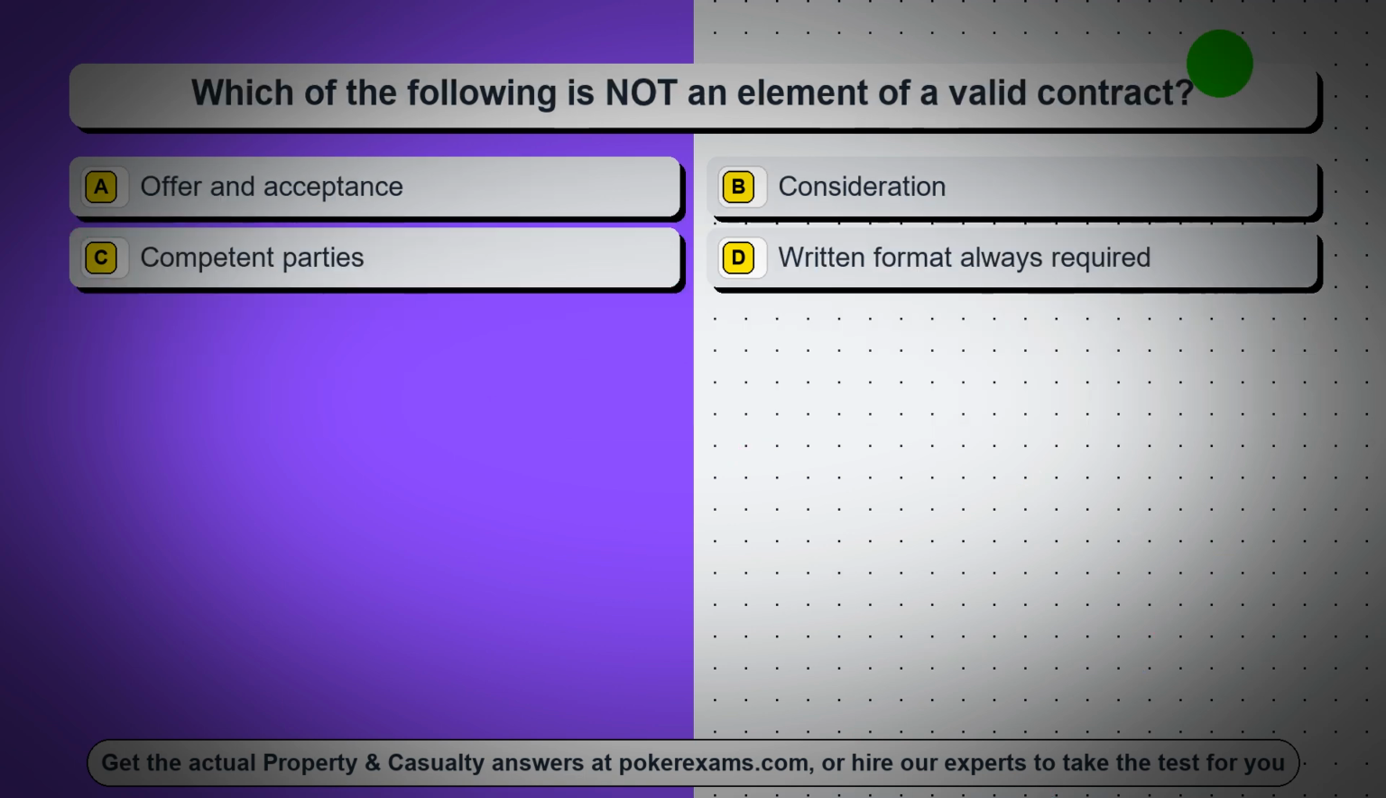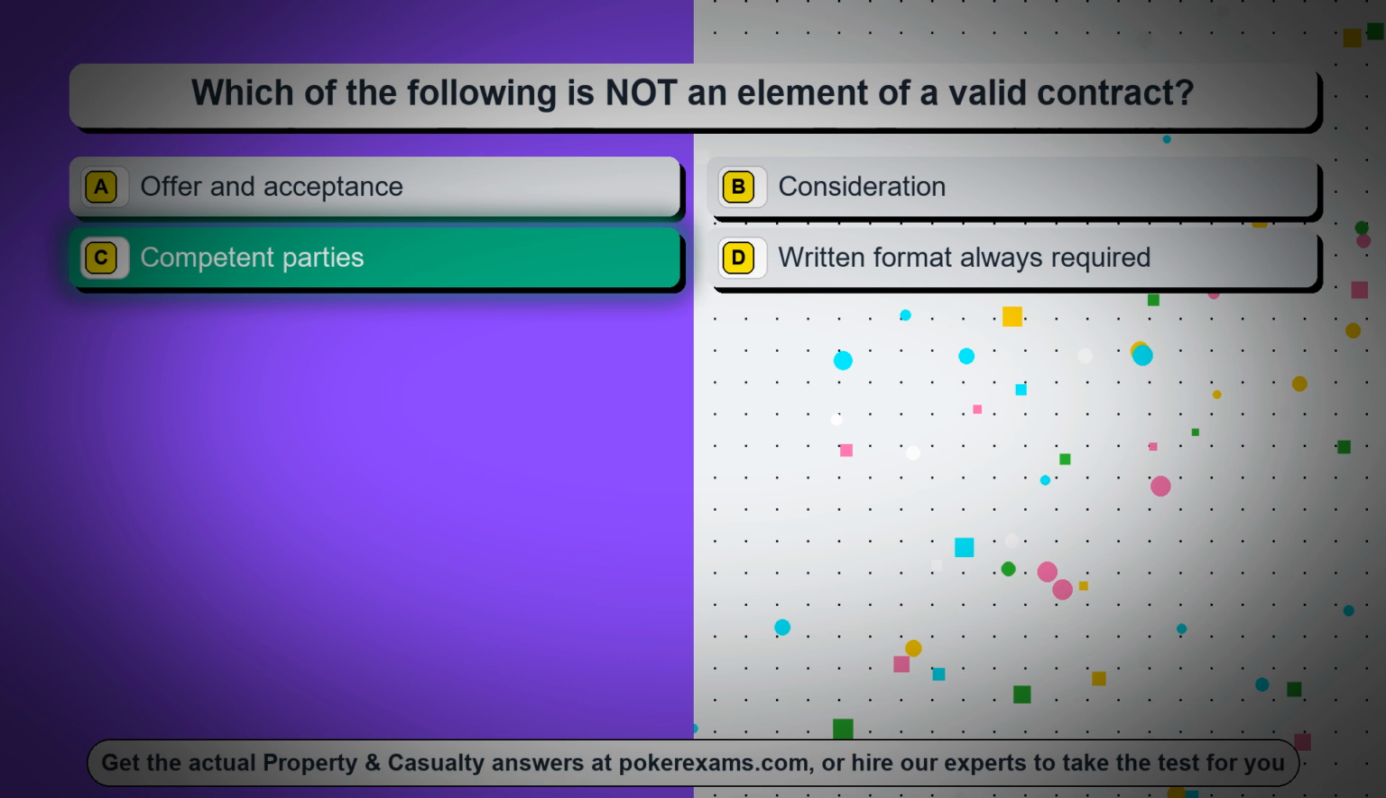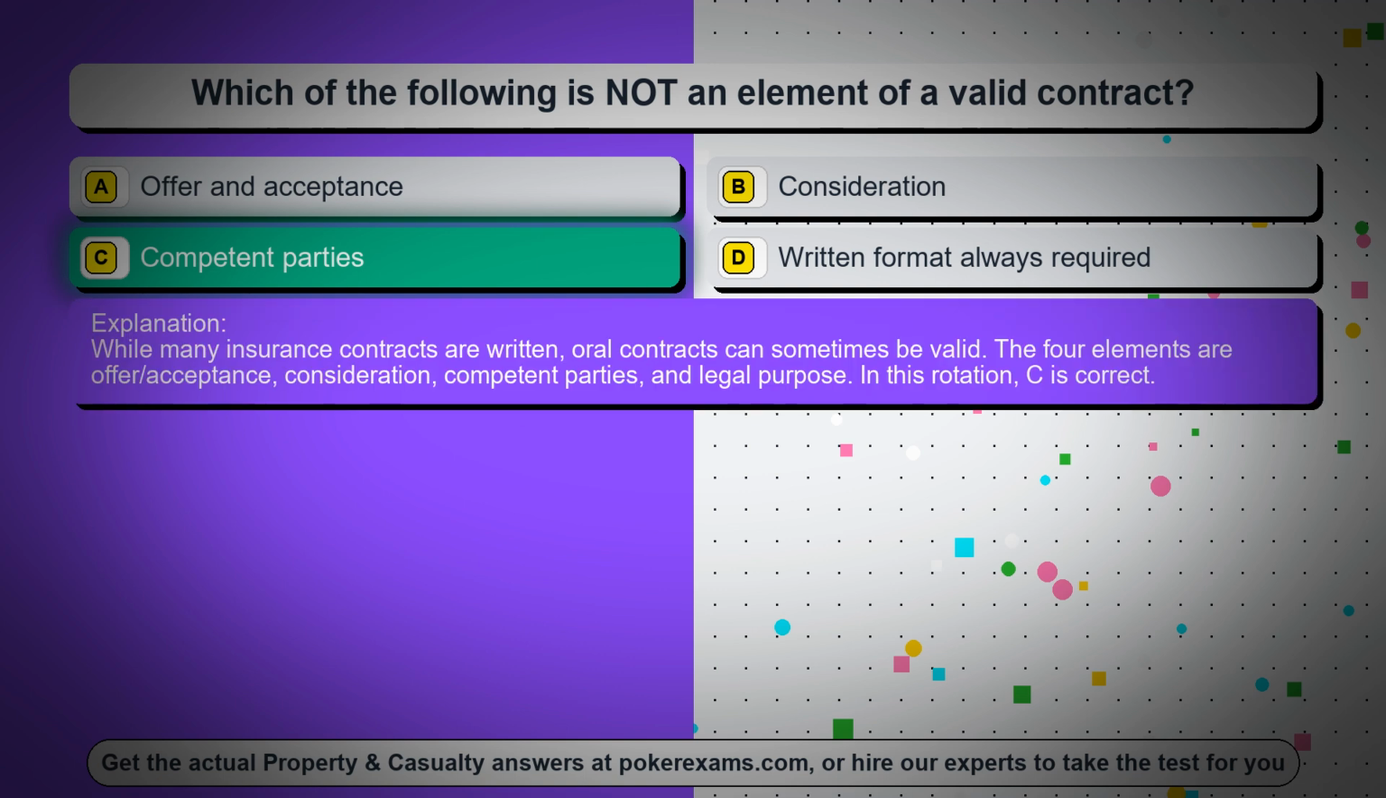Question 25. Which of the following is not an element of a valid contract? Option A, offer and acceptance. Option B, consideration. Option C, competent parties. Option D, written format always required. The correct answer is option C, competent parties. While many insurance contracts are written, oral contracts can sometimes be valid. The four elements are offer/acceptance, consideration, competent parties, and legal purpose. In this rotation, C is correct.